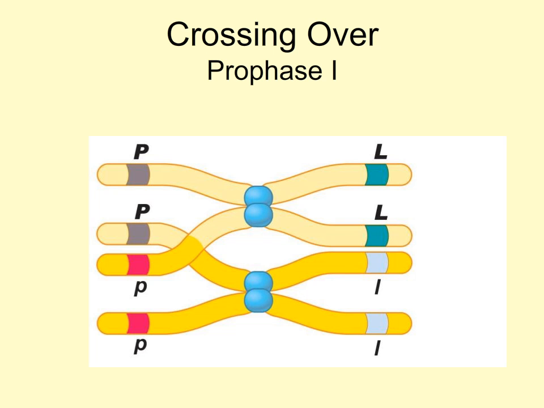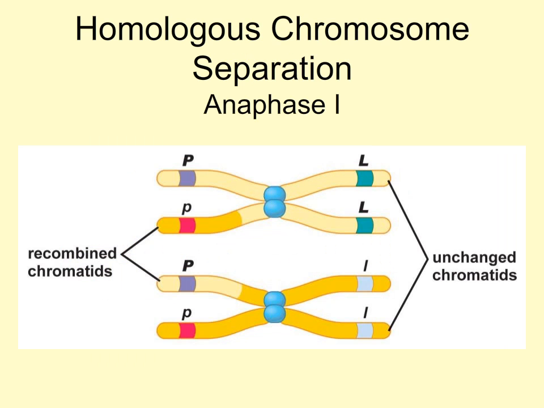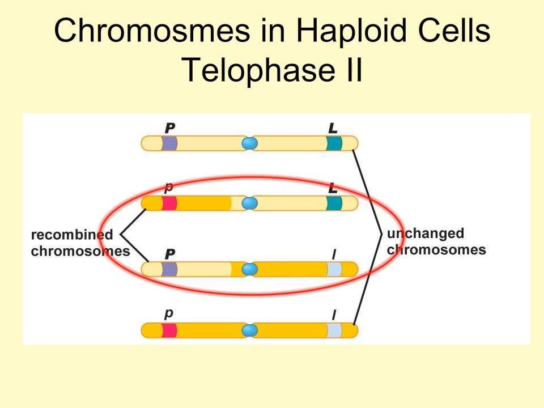Remember crossing over? Well, that can unlink genes. During crossing over, bits of maternal and paternal chromatids exchange places, and we get recombined chromatids. So the chromosomes that end up in each cell at the end of meiosis are different. Two cells contain the recombined chromosomes that have some maternal genes and some paternal genes. This further increases the combinations of alleles offspring can receive.